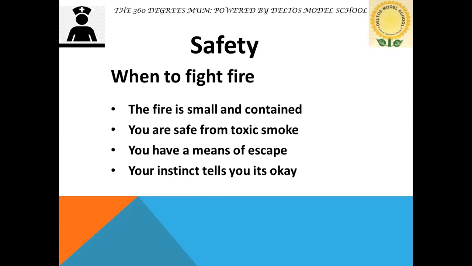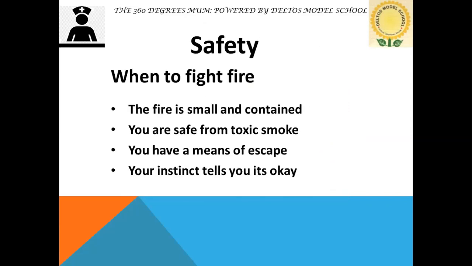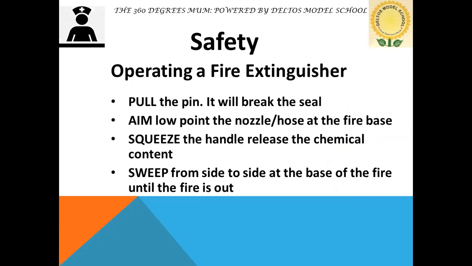You are safe from toxic smoke. If there's already smoke everywhere, you don't say, where is the fire extinguisher? When the smoke has filled the whole place, God forbid, there is no time to start looking for a fire extinguisher then. You have a means of escape. You should ensure that there is a means of escape for you before you say you want to fight fire. All your children, everybody should be safe, should have a place where they can escape, and they should even start escaping. So we have to be very careful, even with a fire extinguisher.